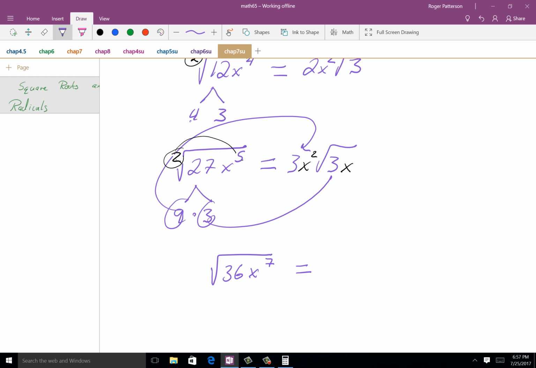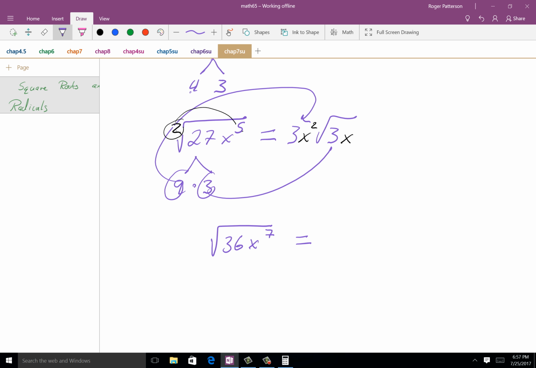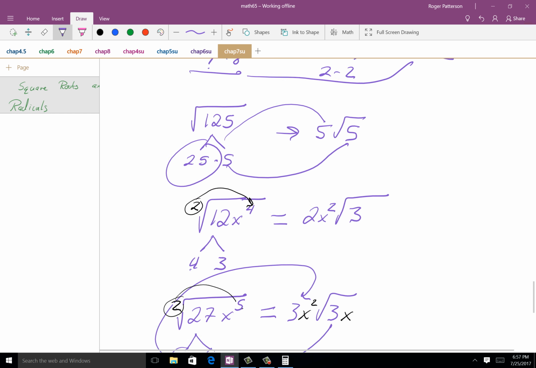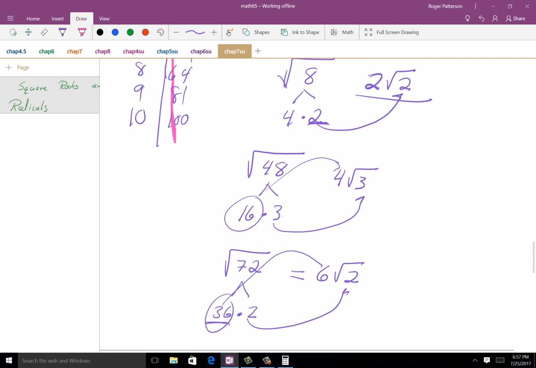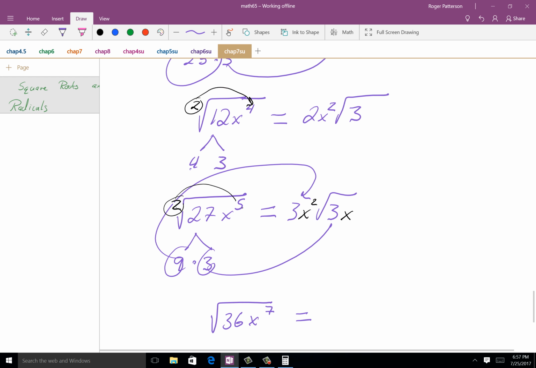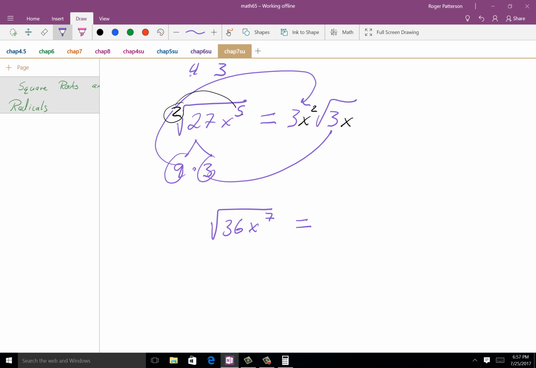Okay, so let's try this one out. 36x to the 7th. First we've got to break down 36. Well, wait a second. The square root of 36 is right there, so we don't really have to break it down. What is the square root of 36? 6 is going to be on the outside.